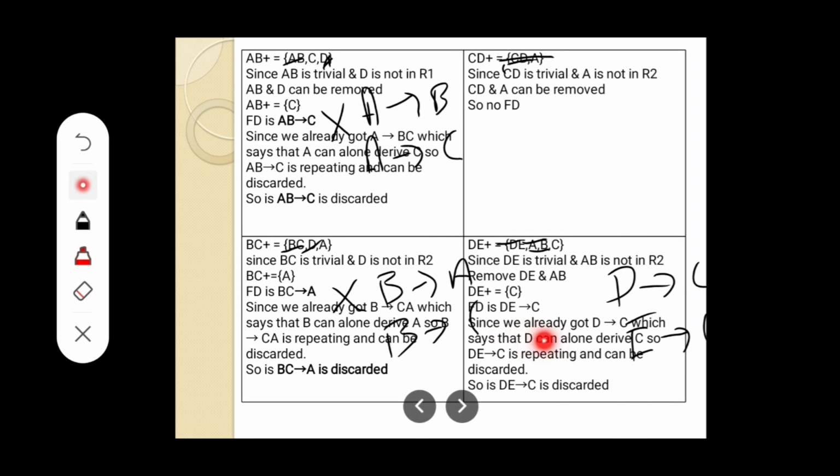Since we have already got D determines C, which says that D can alone derive C, DE determines C is repeating. So D determines C means what? D can alone determine C. So we don't require DE determines C. We can derive C with D alone. So there is no need to derive C with DE. It can be removed, that is the meaning. So DE determines C can be discarded.